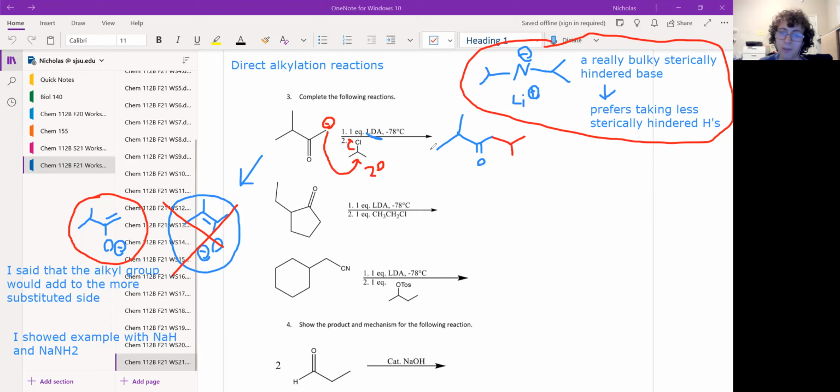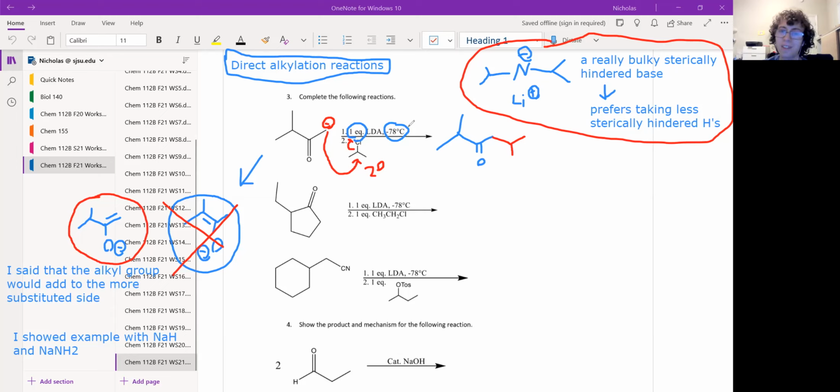And just some other things, the conditions are very important for these direct alkylation reactions. So make sure to look for all of these details. One equivalent, it has to be one equivalent. It's never going to be catalytic or anything else. He's always going to specify one equivalent. So this is a clue of what reaction you're doing. And then this temperature, negative 78 degrees Celsius, is another clue.